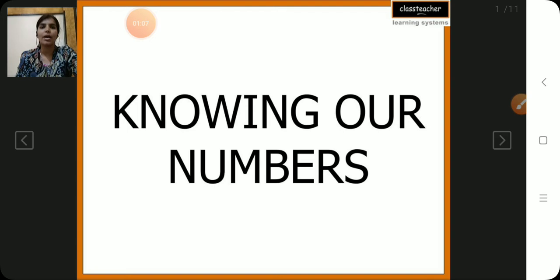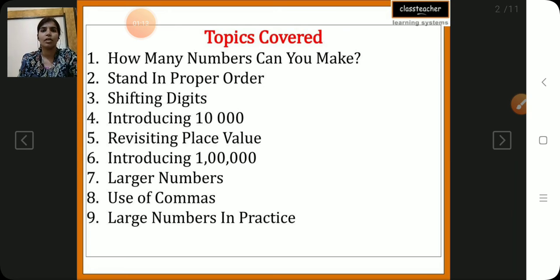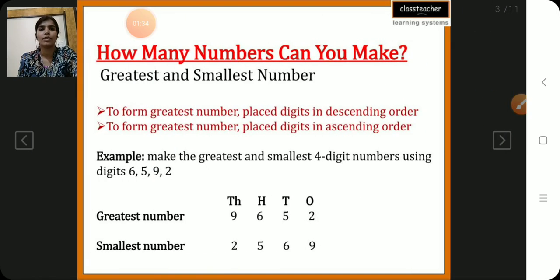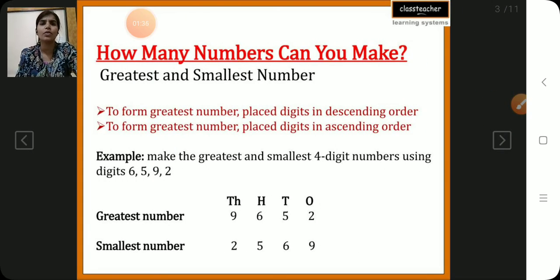So one by one we will discuss some topics in numbers. Firstly, we discuss all these 9 topics in our video. First I want to ask you one question: how many numbers can you make? That means up to how many numbers you can make. One by one we discuss all these things given in that video. Then come with me. How many numbers can you make?